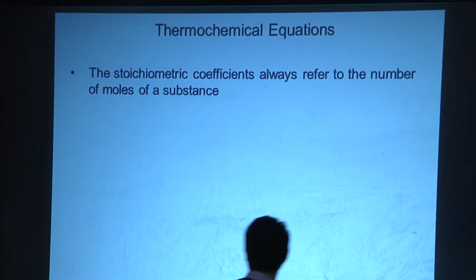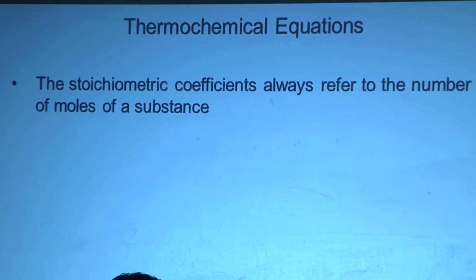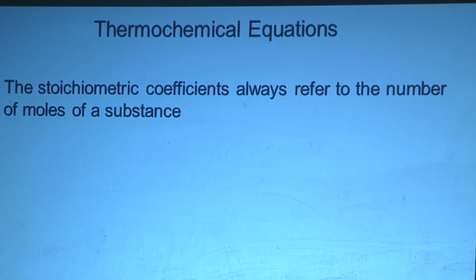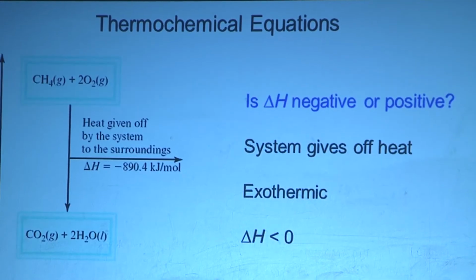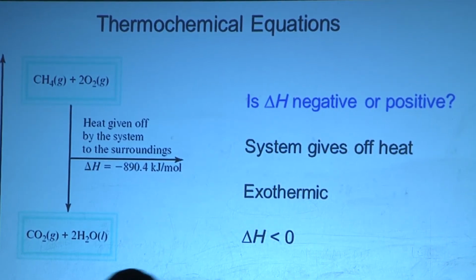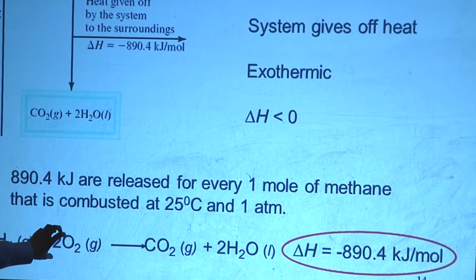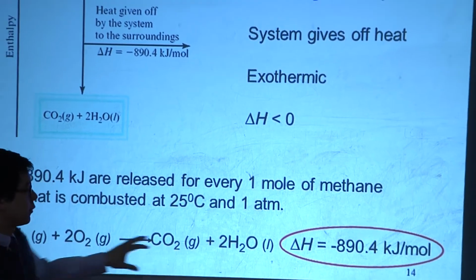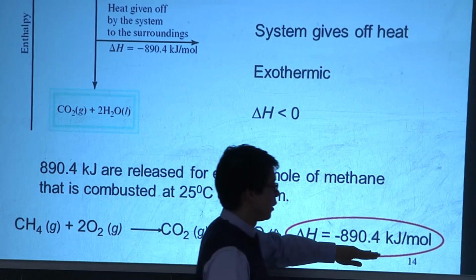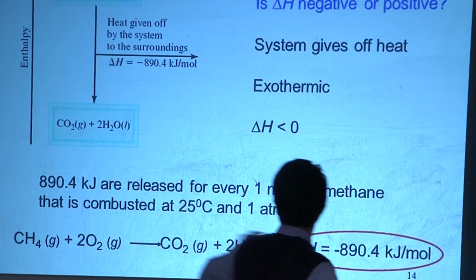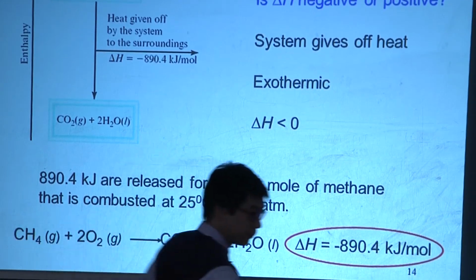Okay, so this is starting to get where we're going, right? The stoichiometric coefficients, when you write it out, always refer to the number of moles of a substance. So here, it's saying if we have 1 mole of CH4 plus 2 moles of O2, and we burn that, that's going to give us 890.4 kilojoules per mole. And so the per mole refers to what's written out here.